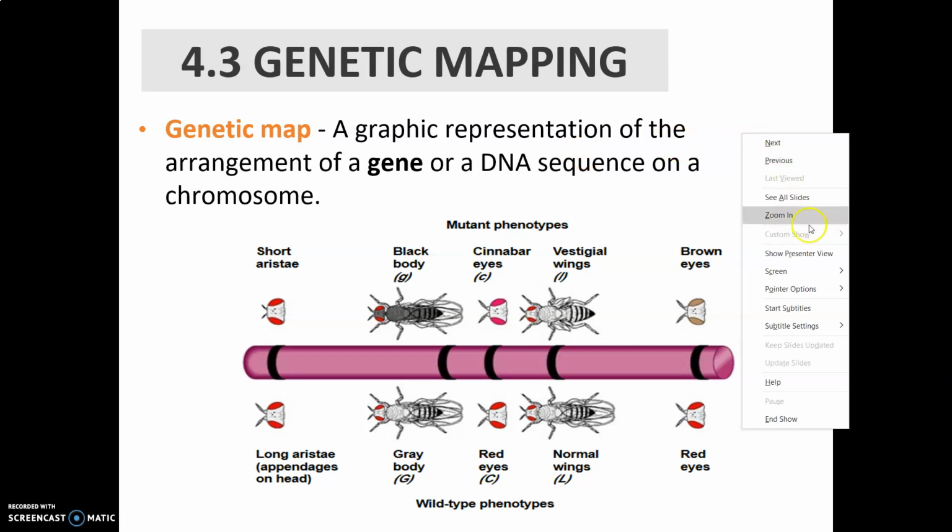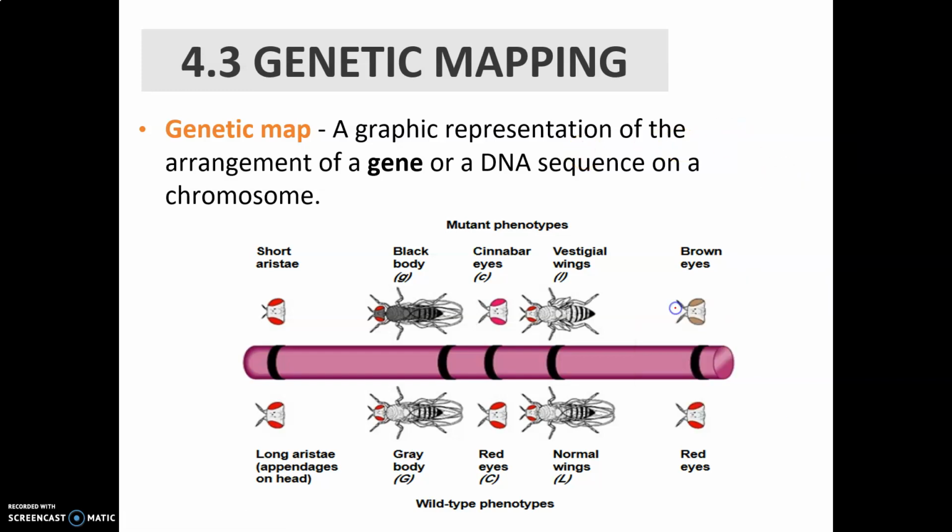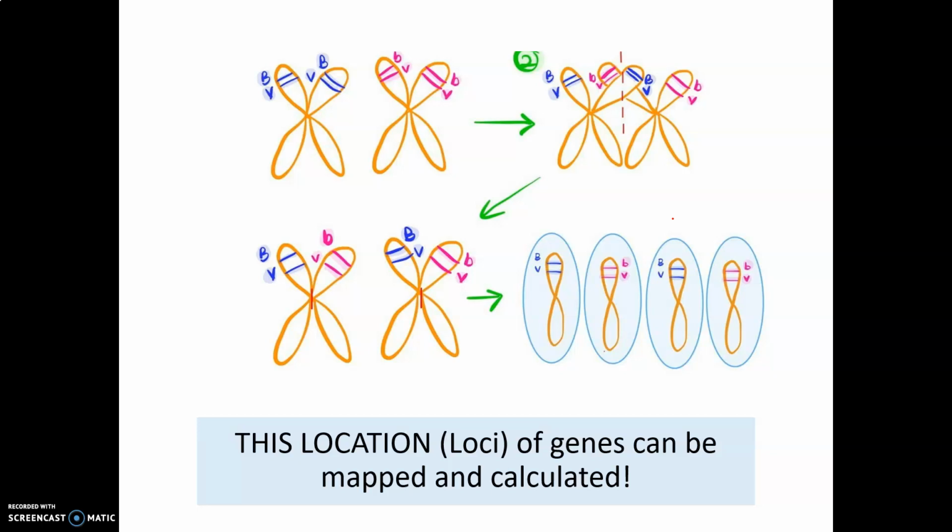Okay, in the next part of our lecture, kita nak tengok macam mana location of the gene itu kita boleh map on the chromosomes. Basically, sebenarnya apa yang kita dah buat ni, ini adalah genetic mapping lah ni. Kita dah identify dia punya location. Let's say this one adalah this grey body gene, grey body allele, and then bawah ni adalah normal wings. Kita dah map on the chromosome.